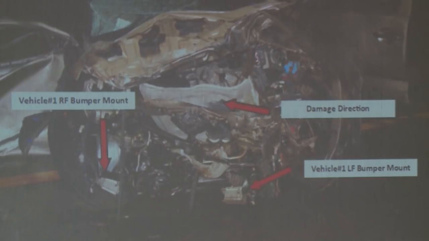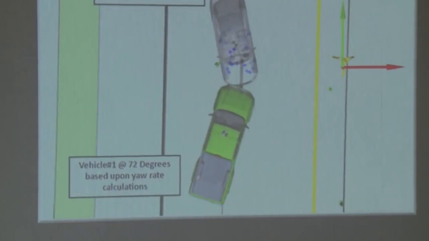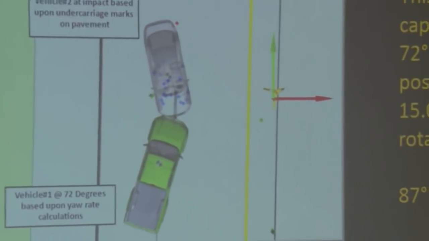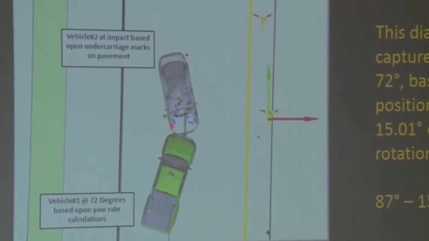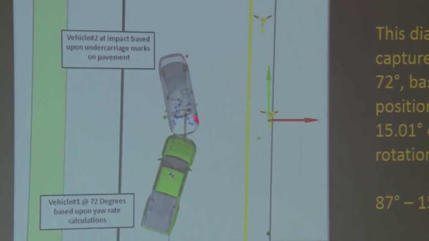What is the significance of that? If you go back one slide, you can see the car is traveling south, it's going to push everything in that direction.